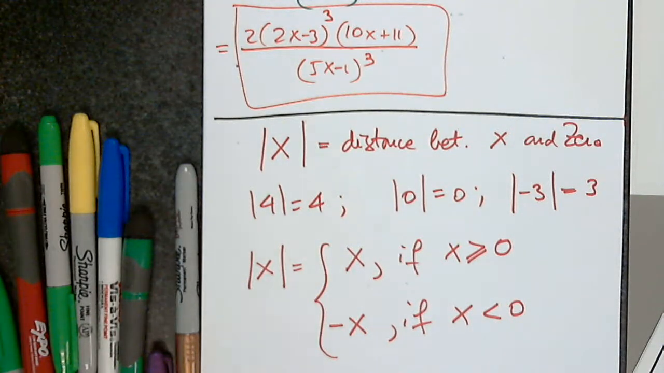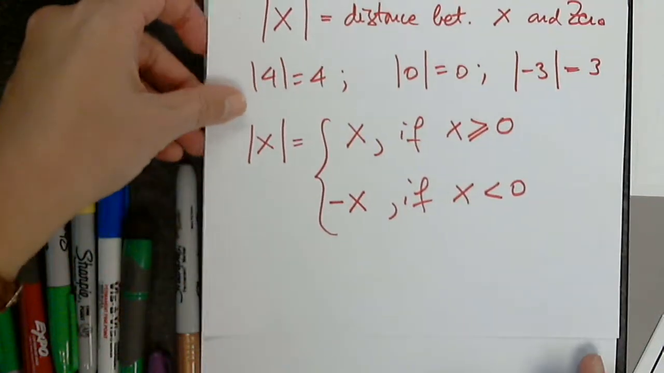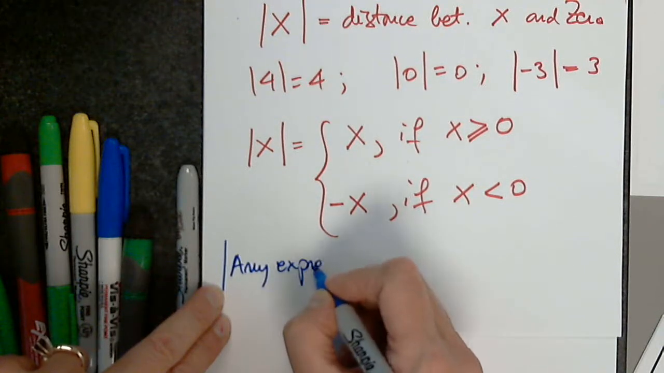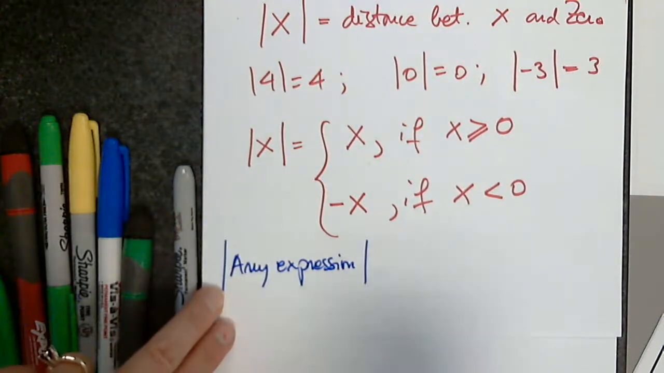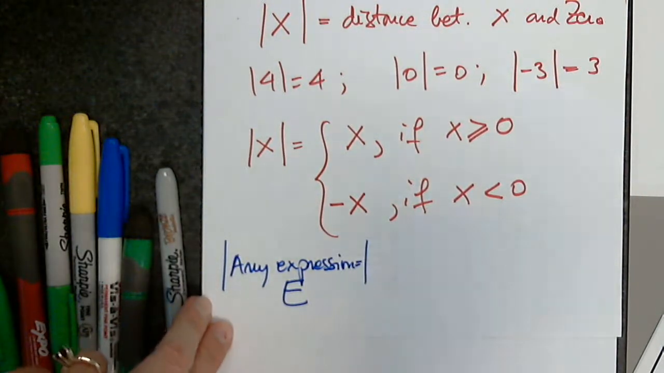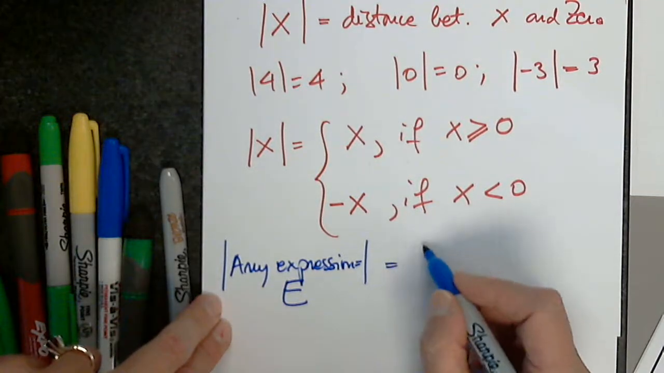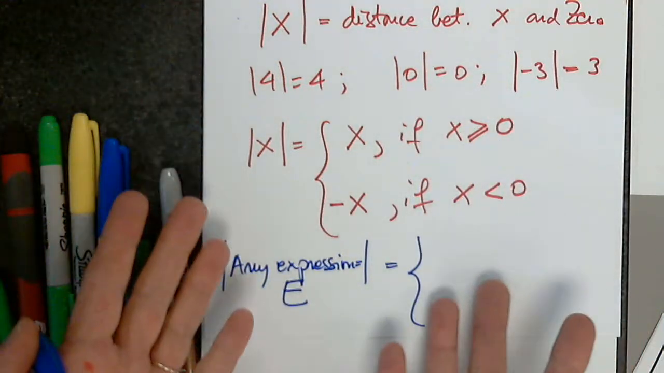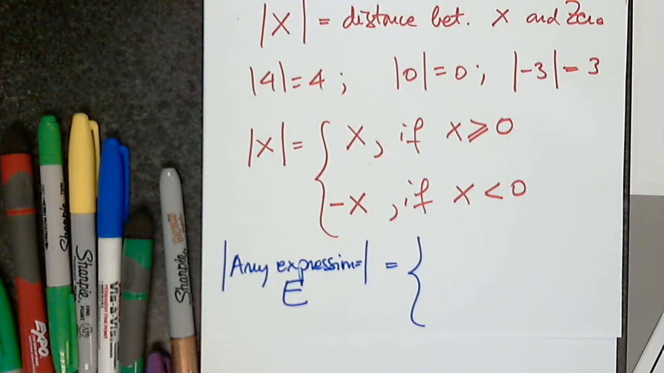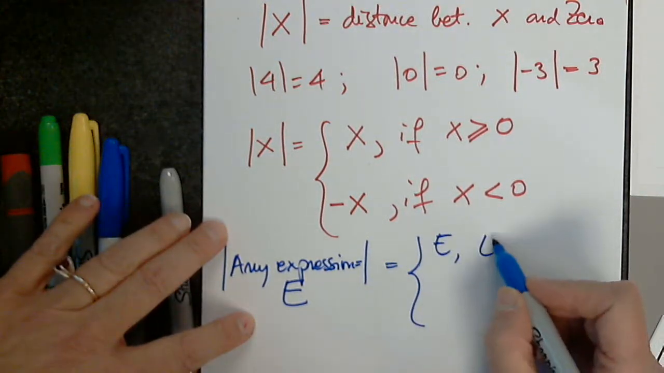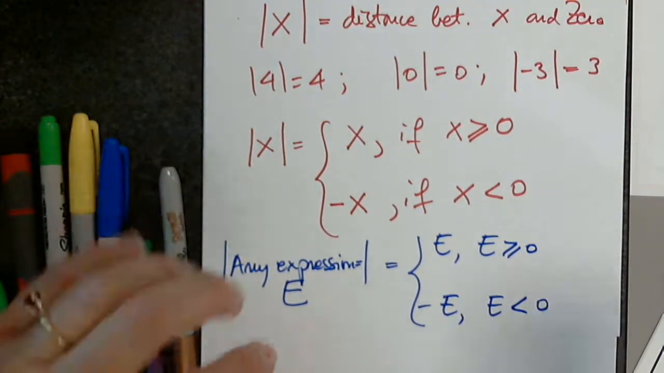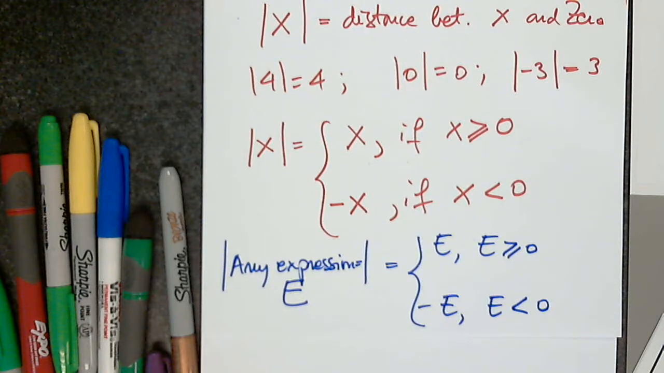So now I'm going to give you something that maybe will help you in the long run. So here it is. Any expression, I'm going to call it E. Any expression in absolute value, E, is, can anyone dictate? You only have to mimic this. I just want to make sure that everyone understood it. It's E if E is greater than or equal to 0. Excellent. And it's negative E if E is less than 0. Perfect. That's all I want you to say. Thank you, Nick.